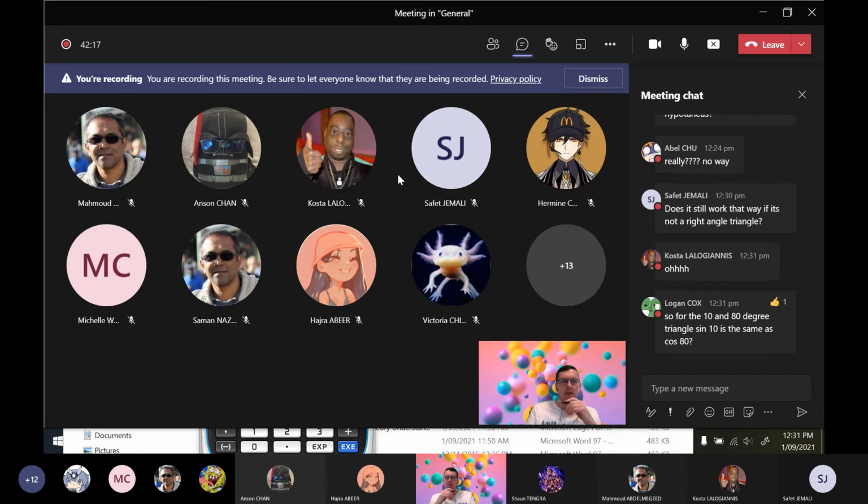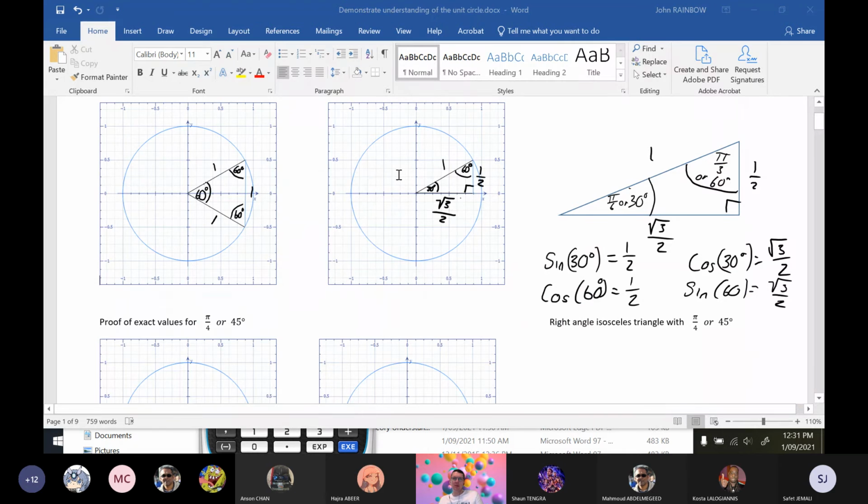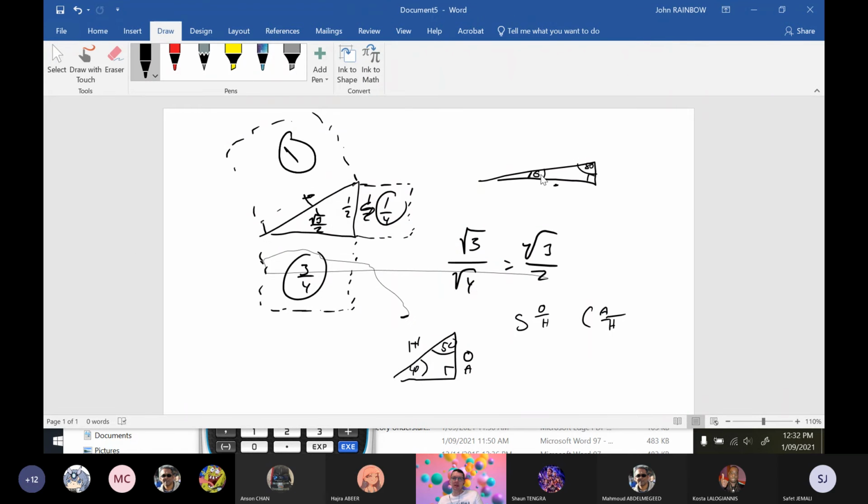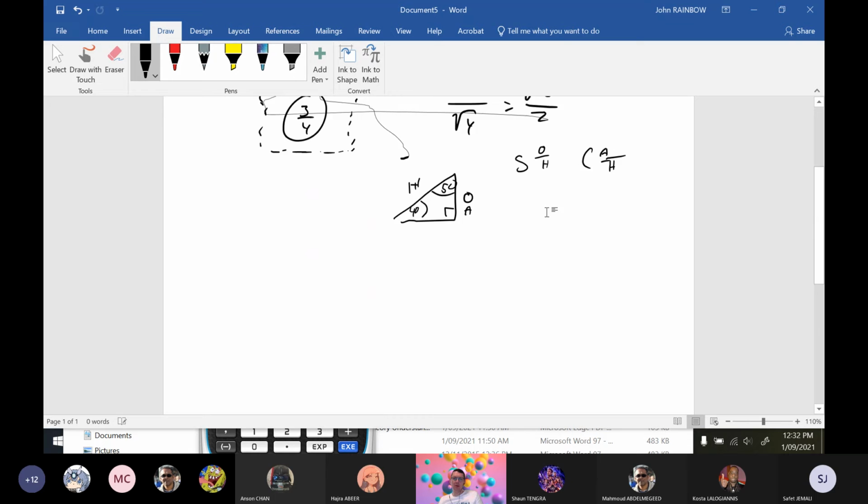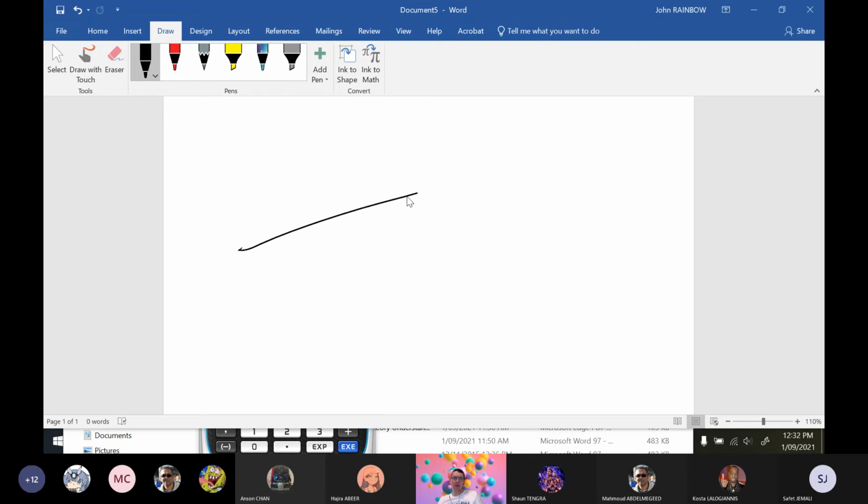Yep, exactly, Logan. So the 10 and 80 degree triangle, it's the same triangle it's coming from. So if we got the 10 degree triangle, let me just draw a better one. Think about if you've got a triangle, right? And if I said, hey, if I've got 10 degrees and I say, cos 10 degrees is equal to sine of what? Well, I know that with 10 degrees, it has to be a right angle triangle, right? And we're talking about this length. So it's adjacent over hypotenuse in this case.